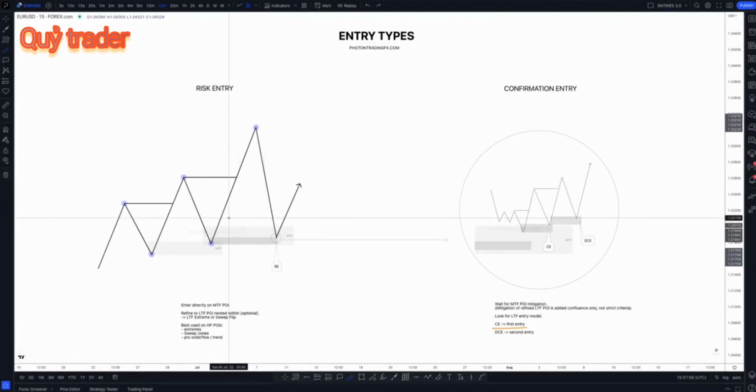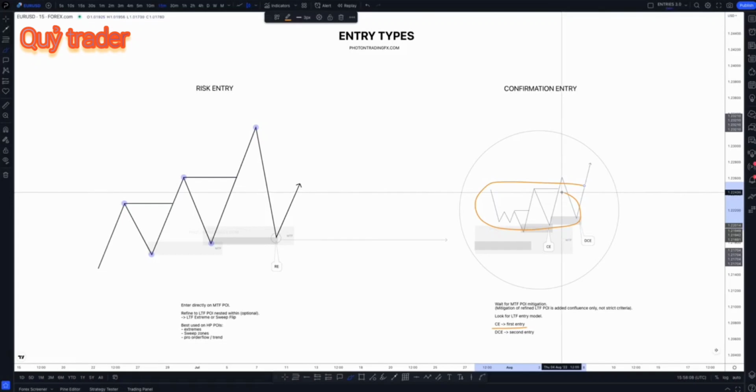Okay, so if you are going to take risk entries, generally you want to be doing it on what you deem to be a high probability medium time frame POI, where you have pretty high conviction that we're going to go, and you don't really need to wait for that extra confirmation. Okay, so obviously that's kind of what I tried to say here.